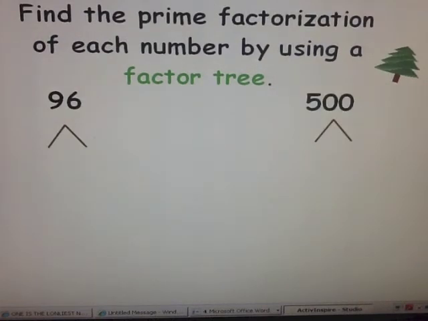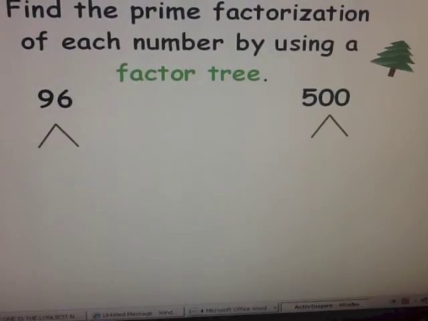All right, this is for you to work on your own. Find the prime factorization for 96 and the prime factorization for 500. Use a factor tree. Pause the video. Once you have your answers, then come on back and let's check to see if you got the right prime factorization.